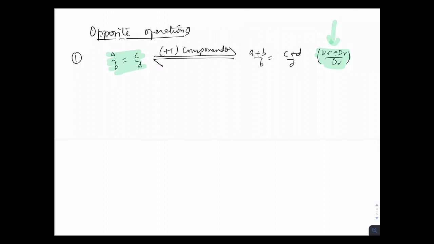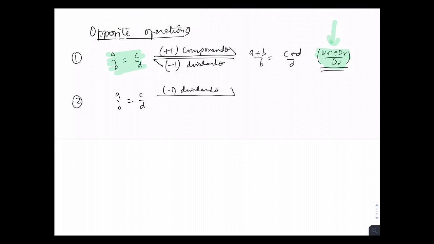So what is componendo? Componendo is add 1 on both sides. What is the opposite operation of adding 1? It is subtracting 1, which we have named dividendo. So if you do dividendo on a structure of this form, that's why remembering the structure is important rather than the actual values. Whenever there is a numerator plus denominator upon denominator form, you can apply dividendo to reverse it to the original form.